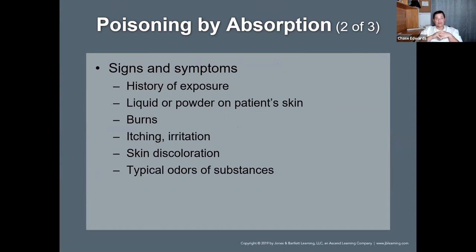Some of the signs and symptoms of absorbed poisoning include a history of exposure, liquid or powder on a patient's skin, burns, itching, irritation, skin discoloration, odors typical of the substances.